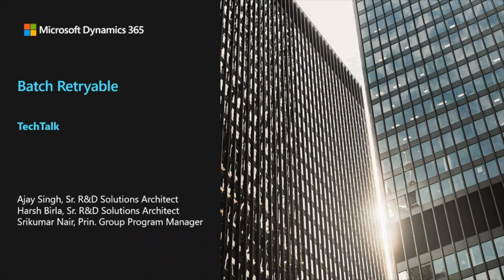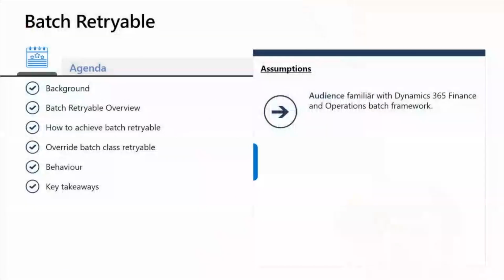So let's get started. Batch retriable. The agenda that we have today is the background, so why do we even have to think about the batch retriable? Then we have the batch retriable overview, where we'll talk about the overview of this feature. Then we'll talk about how to achieve batch retry in any custom batch classes. Then we'll also talk about how to override if I have a batch class that has already been implemented for retry, without making any code changes.